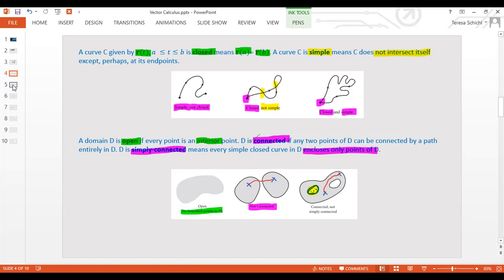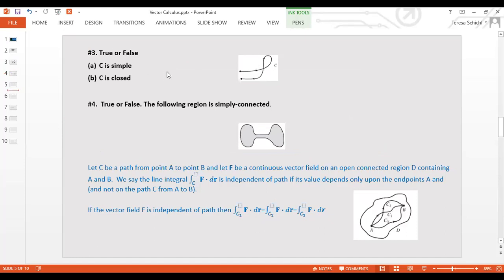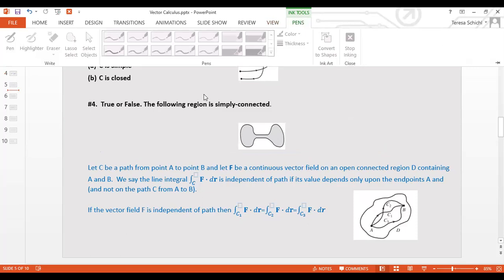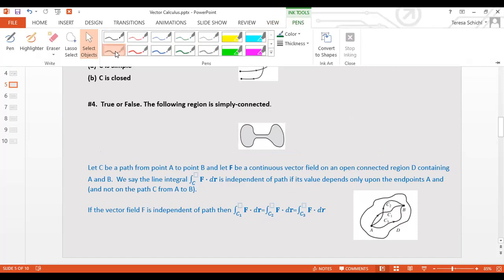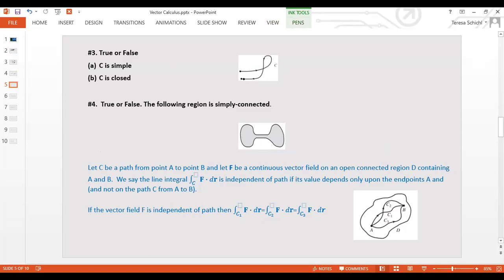So now let's take a look here. What is this one? For this one, we say the curve goes around like this. Is this simple? No, false. Why? Because it intersects itself, right? So you cannot intersect yourself. So is this closed? No, it's false. That's right.